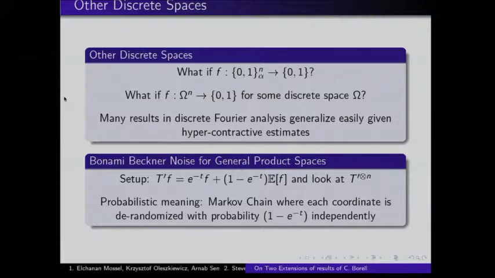And the functional version is that in one dimension, what we're doing when we act on functions is we take the average with probability 1 minus e to the minus t, and otherwise, with probability e to the minus t, we take the function itself.